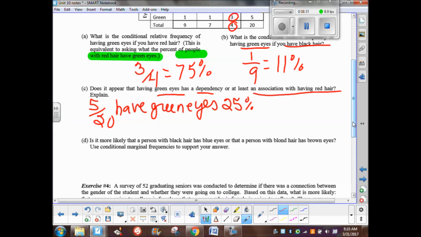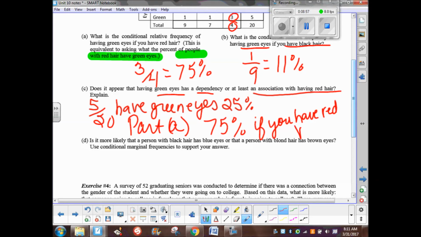If you look at your answer to part A that we came up with here, what does that percent jump to now if you have red hair? We said in part A, all of a sudden that percent is 75% if you have red hair. So would you say that green eyes has a dependency or at least some type of association with red hair? Yes. Absolutely.